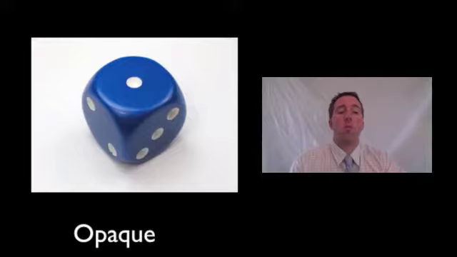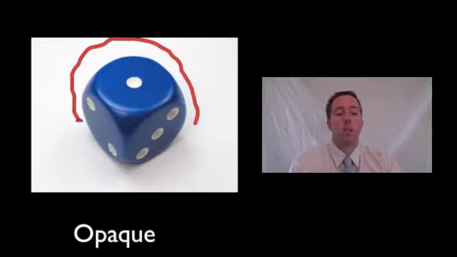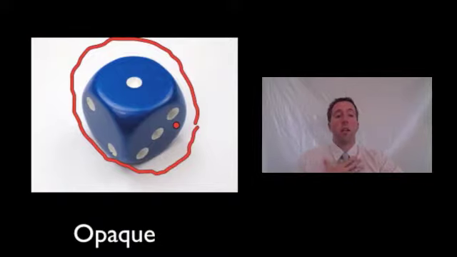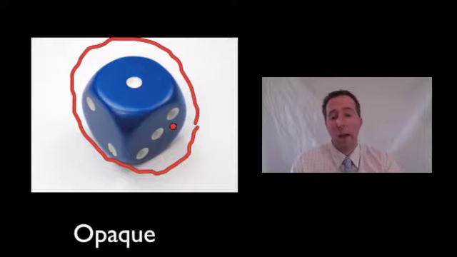And then, of course, most things that you'll ever encounter really are opaque. So this is a dice that's opaque, and of course I'm opaque. You can't see through me. Opaque means you can't see through it. Tables are opaque. Trees are opaque. Most things you can't see through.